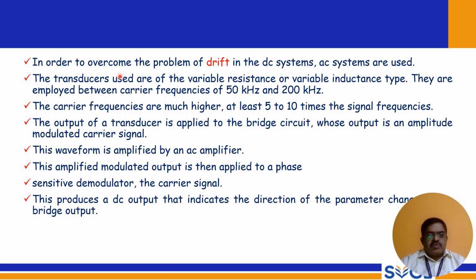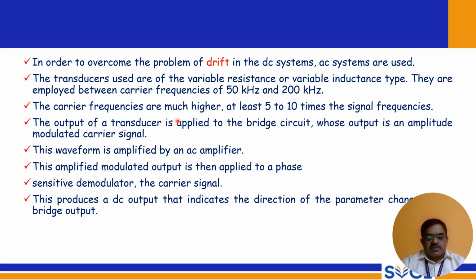In order to overcome the problem of drift, which is the main disadvantage in the DC system, AC systems are used. The transducers used are of the variable resistance or variable inductance type. They are employed between carrier frequencies of 50 kilohertz to 200 kilohertz. The carrier frequencies are much higher, at 5 to 10 times the signal frequencies.